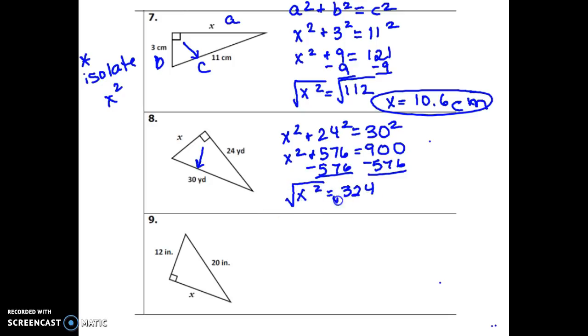And then we take the square root of both sides. Our x is going to be equal to 18, and in this case, the units would be yards. So that would be 18 here, and that would make it work, 18 yards.